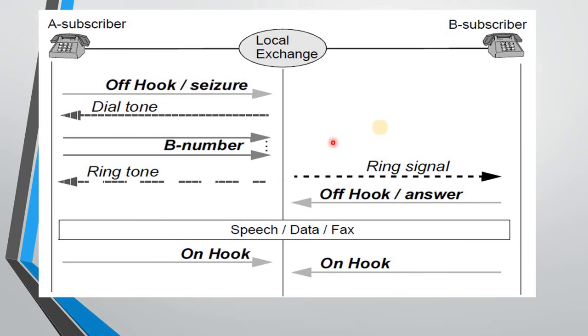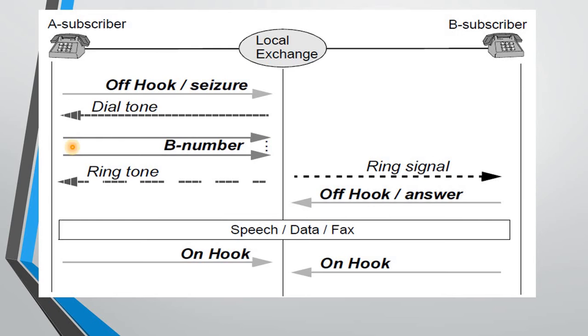I think this picture is going to give you a very good picture of what we have learned earlier in this slide, that whenever the subscriber off hooks or picks up the cradle, then an off hook or seizure signal is sent to the local exchange. Here in this diagram, we can see two subscribers, the A subscriber and the B subscriber, which are connected to the same local exchange. So when the A subscriber off hooks or picks up the cradle, then a seizure signal is sent to the local exchange and a dial tone is sent to the subscriber to make the subscriber realize that he or she can dial the digits.